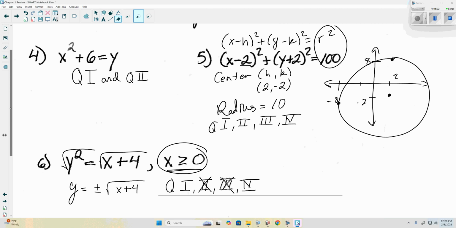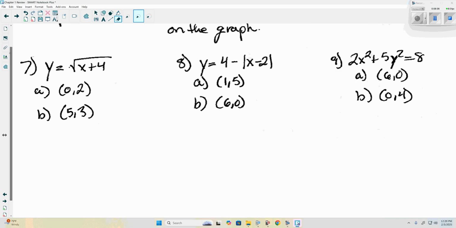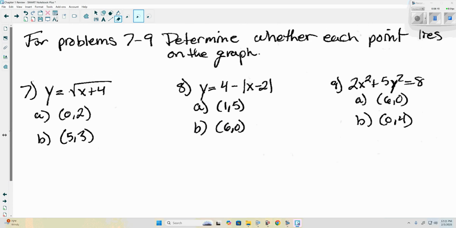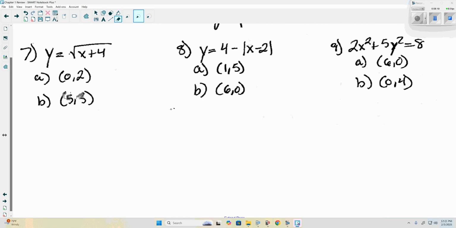Questions on these here? 7 through 9, which one of these do y'all want to look at? Determine whether each point lies on the graph. So we can start off with 8a. 1, 5, well, x, y. So if this lies on the graph, if I plug in 1 for x, I should get a y value of 5.